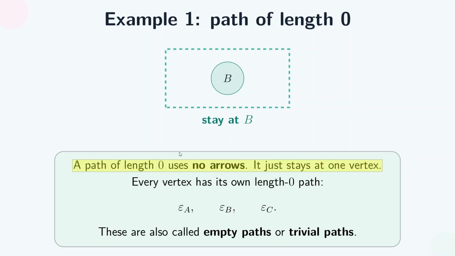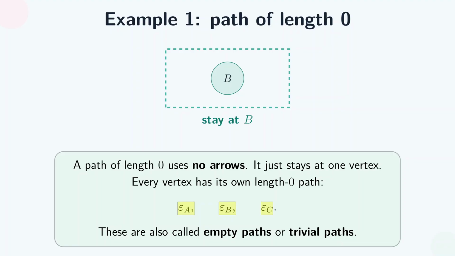For example, if our vertices are A, B, and C, then we have a length 0 path at A, a length 0 path at B, and a length 0 path at C. These are often called empty paths or trivial paths. So every vertex automatically comes with one path, even before we look at any arrows. That is our starting point.